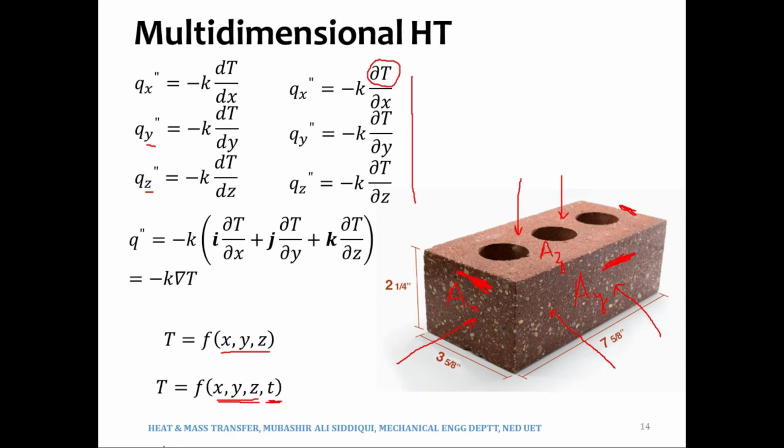So capital T would be used to represent the temperature, whereas small t will be used to represent time. So if this is the case, then we would have ∂T/∂x, ∂T/∂y, ∂T/∂z, and ∂T/∂t. ∂T/∂t means the partial derivative of capital T with respect to small t, which means the variation of temperature with time.